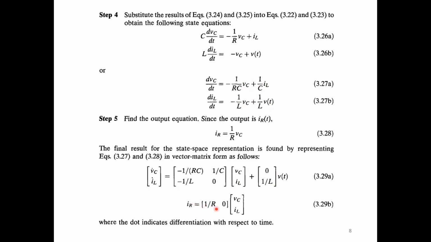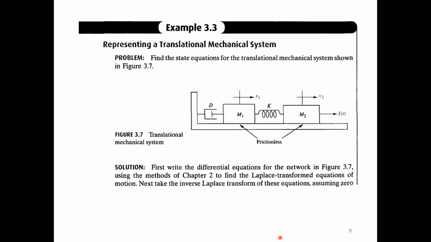And for the IR, 1 by R and 0, VC and IL. The VC term is there, but the IL term is 0. The dot indicates differentiation with respect to time.